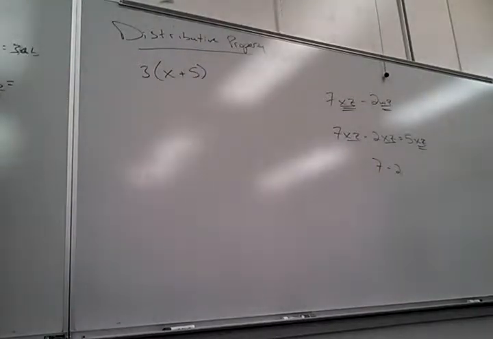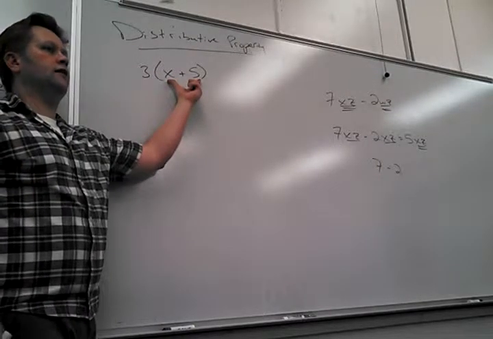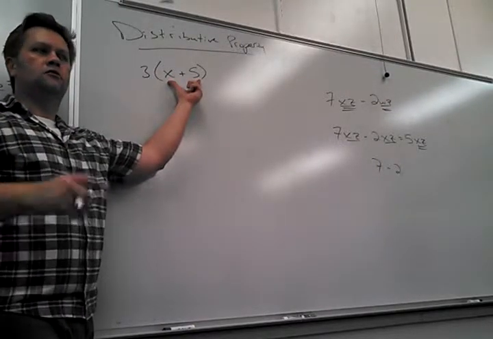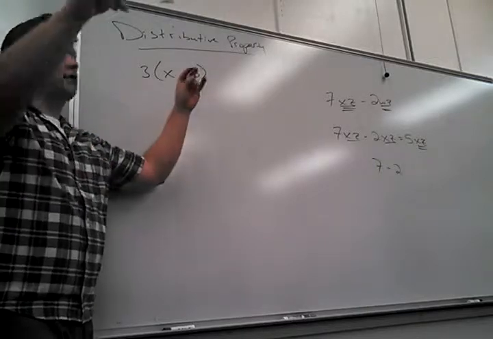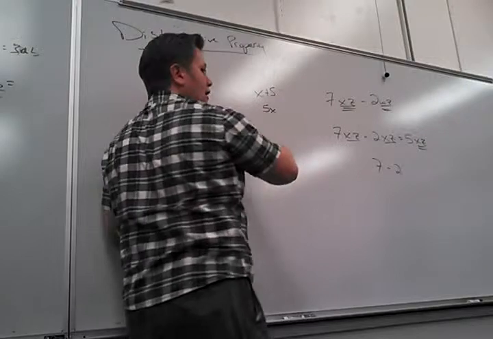It sort of feels like cheating at first. Because order of operations would tell me, what do I have to do first here in this problem? I'd have to do the parentheses first, right? So can you tell me what x plus 5 is? x plus 5 is definitely not 5x.